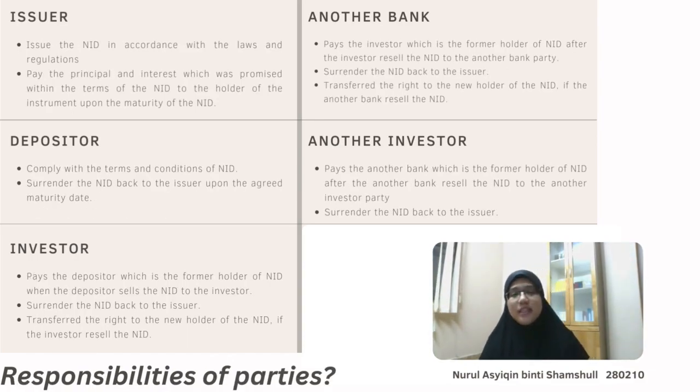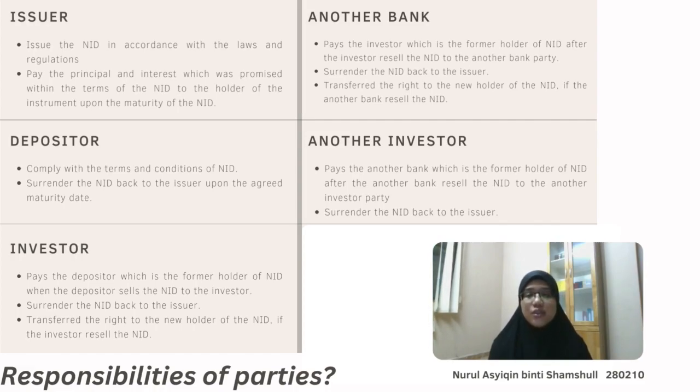For the responsibility or obligation of each party, for issuer, the issuer is obligated to issue the NID in accordance with the law and regulation passed by the Bank Negara Malaysia and Security Commission of Malaysia. The issuer is also responsible to pay the principal and interest which was promised within the term of the NID to the holder of the instrument upon the maturity of the NID.